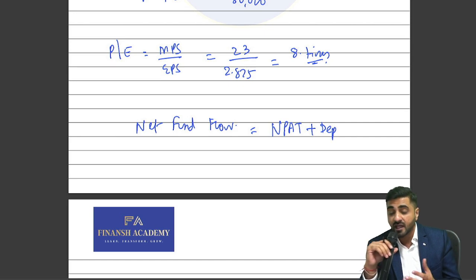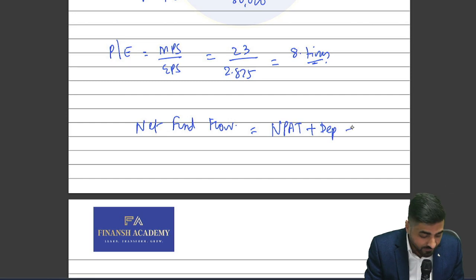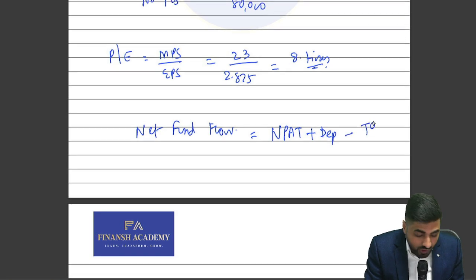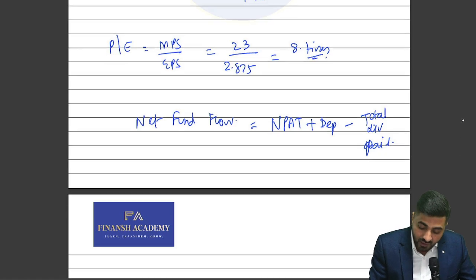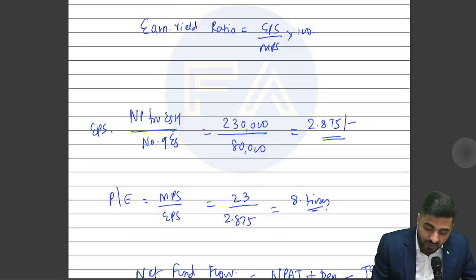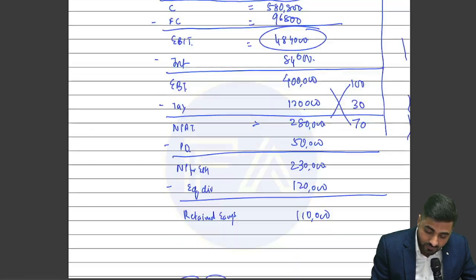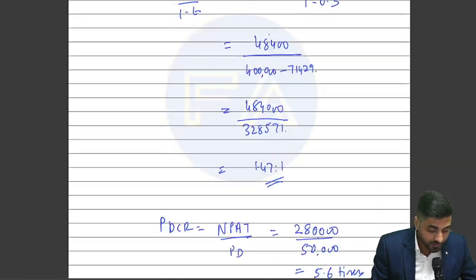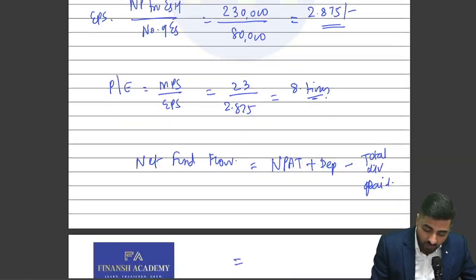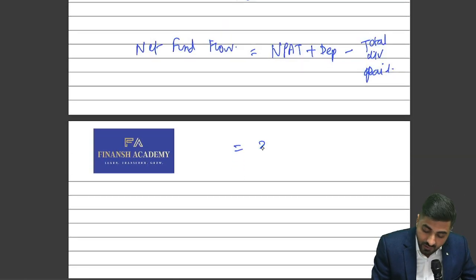Yes, sir. And from this now I have to subtract my total dividends which are being paid. Whatever dividends are being paid, I need to subtract. So can you please tell me my NPAT was how much, beta? My NPAT was like 8, correct? 280 was my NPAT. What was my amount of depreciation?